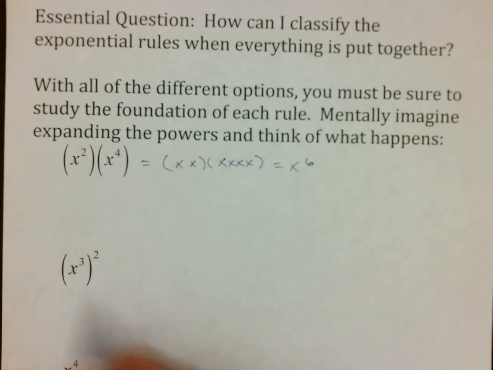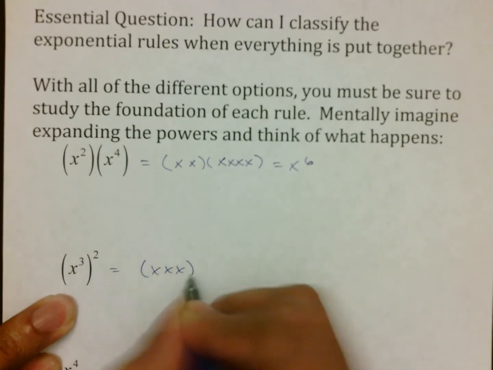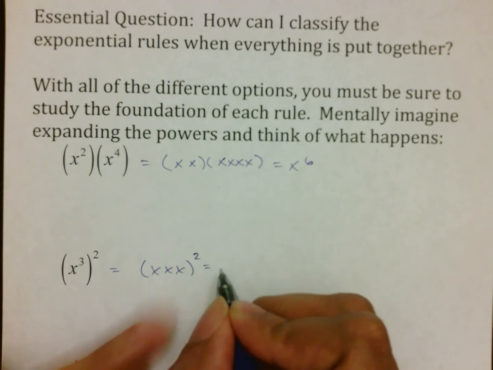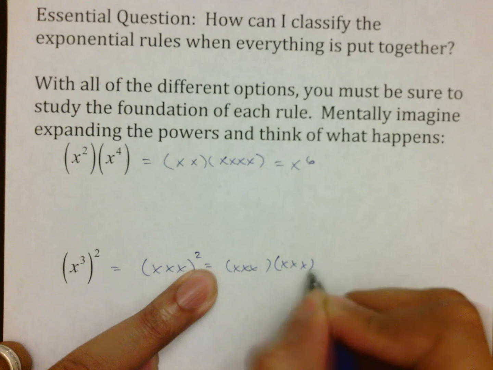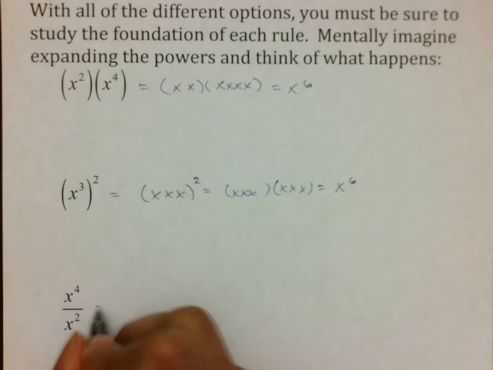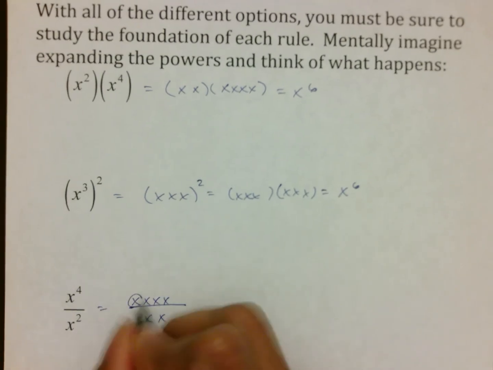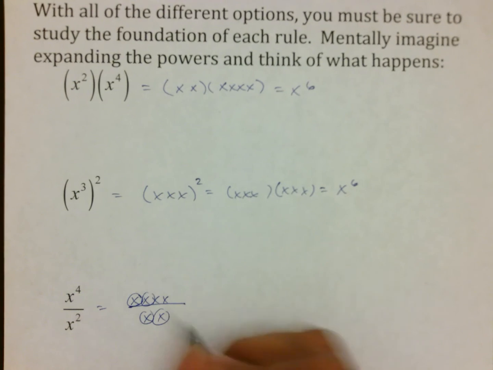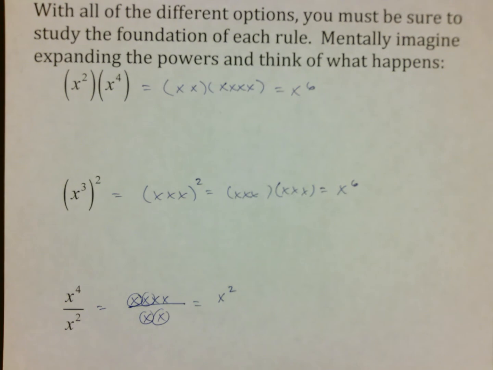You want to imagine here, when you see x to the 3rd going to the 2nd, that what you actually have is 3 x's twice, which means you have 3 x's expanded to 3 more x's, which makes x to the 6th. You want to remember the one that you just saw here, which is that you have 4 x's on top, you have 2 x's on the bottom, that anytime you have a fraction with the same thing on top and bottom, you end up with just whatever is left over, which would be your x squared.